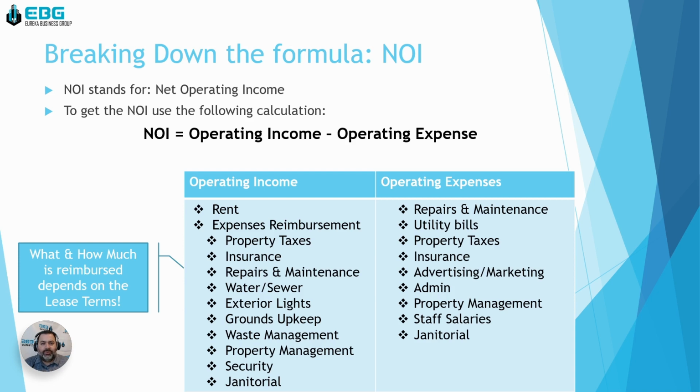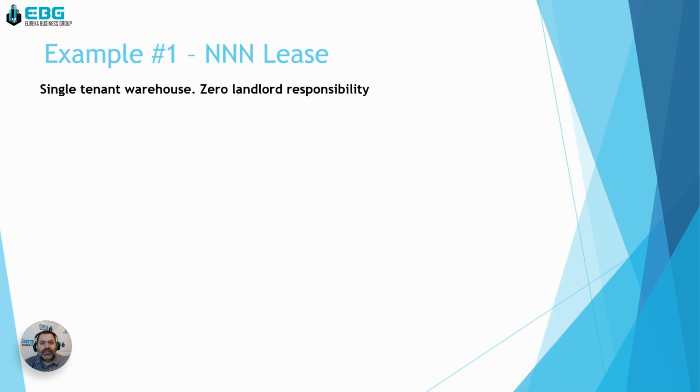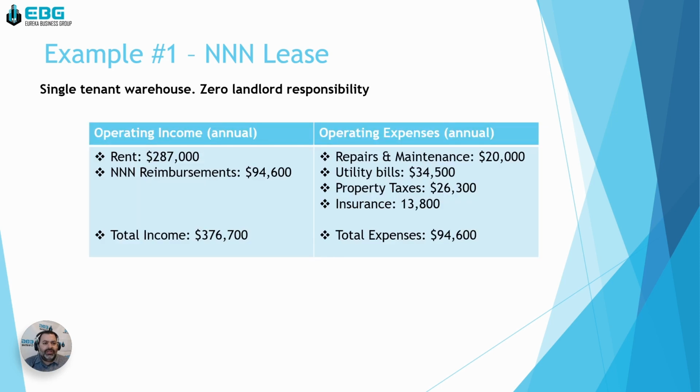Let's take a look at a couple of examples for the NOI calculation. Let's say I have a triple net lease. It's a single tenant in a big warehouse, a great tenant, and the lease says zero landlord responsibility, which means everything gets charged back to the tenant. We look at the expenses: repairs and maintenance, $20,000; utilities, $34,500; property taxes and insurance, altogether totaling $94,600.